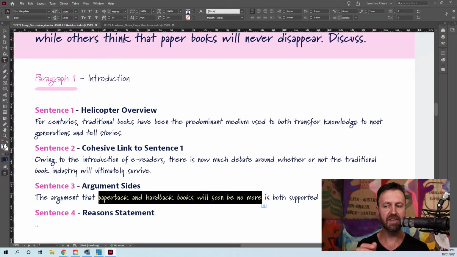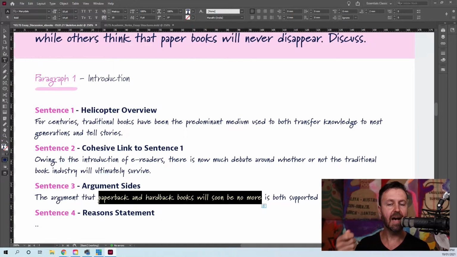This group of words needs to be what's called an independent clause. It needs to be able to survive without the help of those words around it. So here we've got paperback and hardback books will soon be no more. And that works on its own. It's like comparing 2 cities or 2 countries, or here we're just taking a position. So paperback and hardback books will soon be no more. That's really a position of they will be no more.